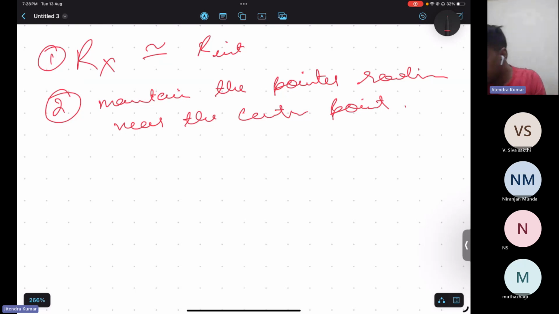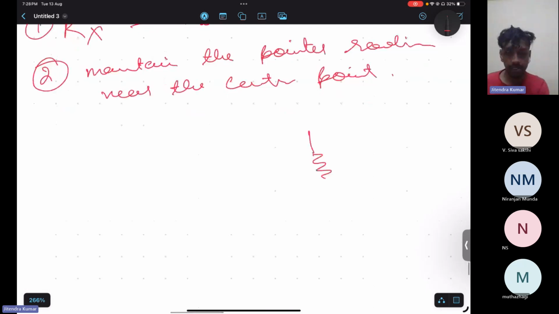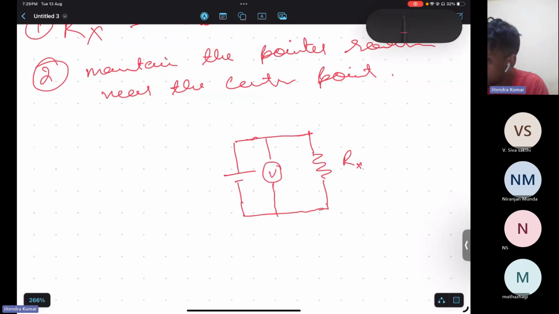So let's say you have a resistance here, which is Rx, and you want to measure this resistance. So what will you do? You will connect it to a supply. So what will you do? You will connect a voltmeter here, and you will connect an ammeter here.